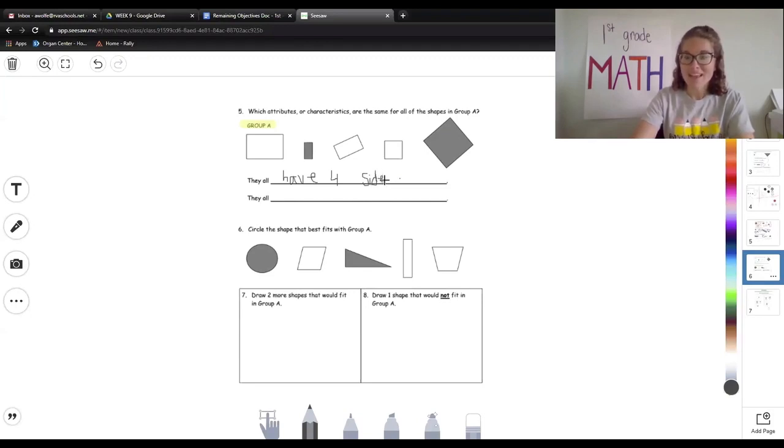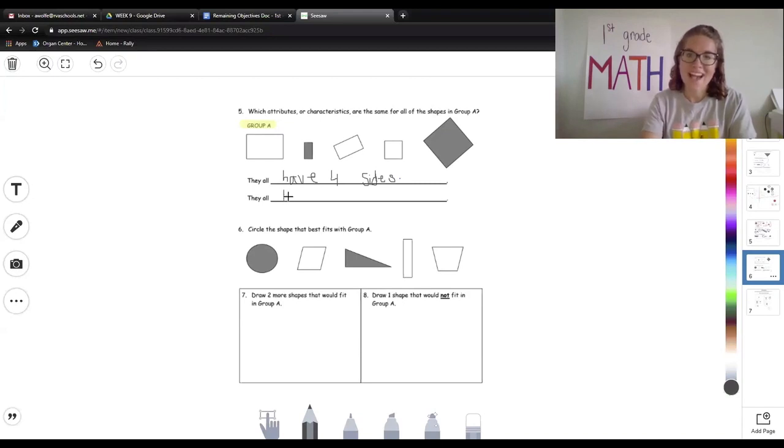Write this down if you can. If you can't, that's okay too. They all have 4 sides. What else can you tell me? Are they all squares? No, not exactly, because this one's a rectangle. This one has 2 short sides and 2 long sides, so they're not all squares.